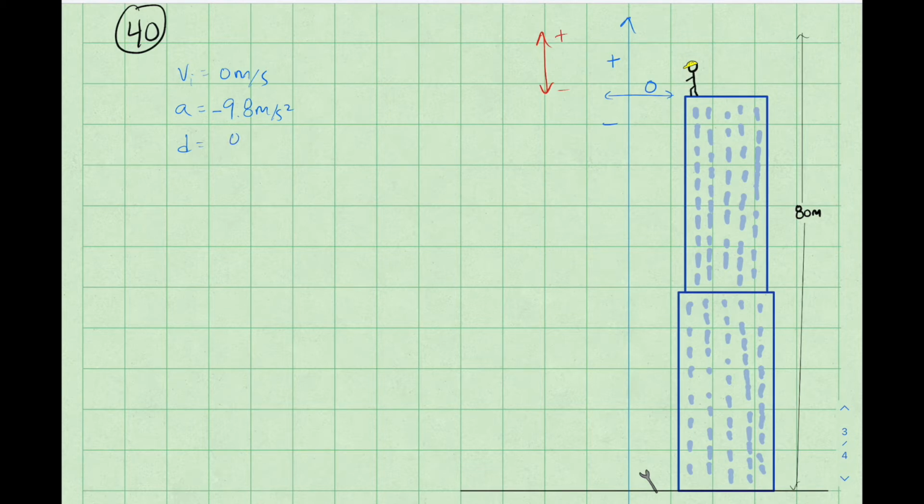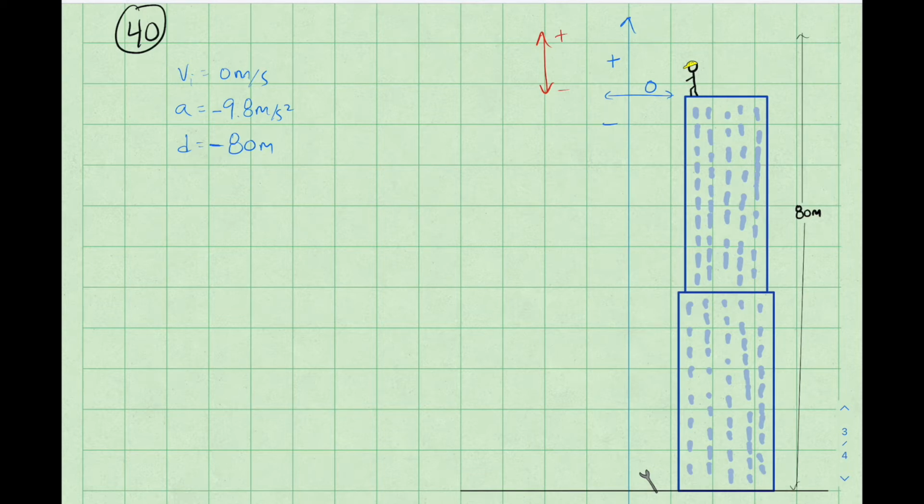Because of that, that means that the 80 meters that it falls is all in that negative quadrant, which means it ends up 80 meters below where it started from. So its displacement is equal to negative 80 meters, not just 80 meters. 80 meters would be somewhere up here, way above him. Okay, so we gotta consider that.